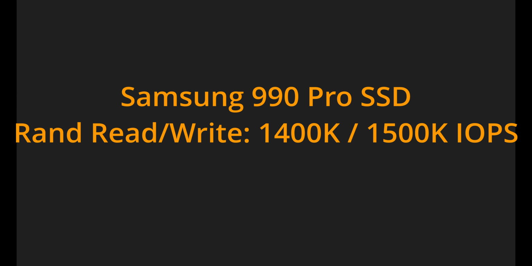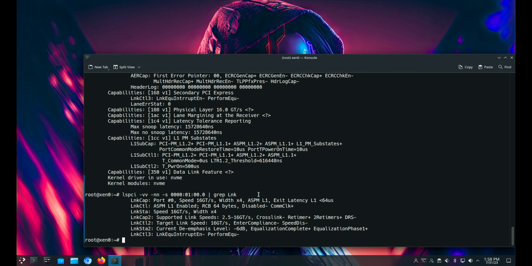Random read and write capabilities for this drive, according to Samsung, is 1400K for the read and 1500K for the write. And that's not in megabytes per second, that is in IOPS. How do we know that this drive that I have in here is performing at the speed that Samsung says it should? That's what I'm interested in today.